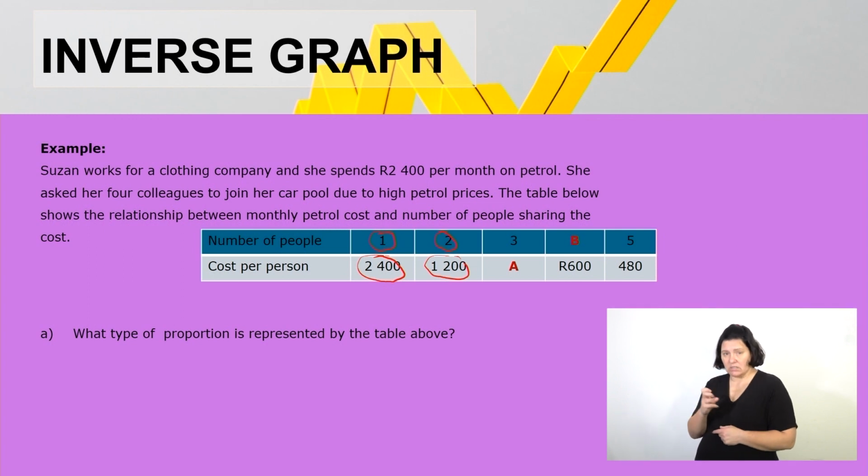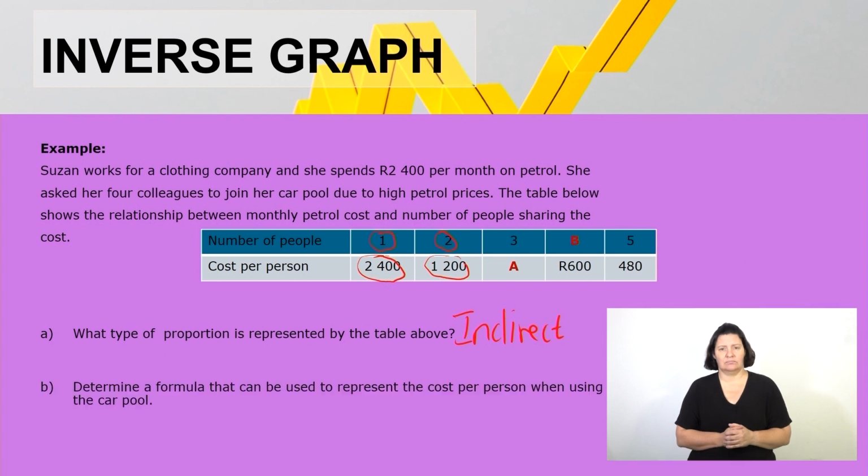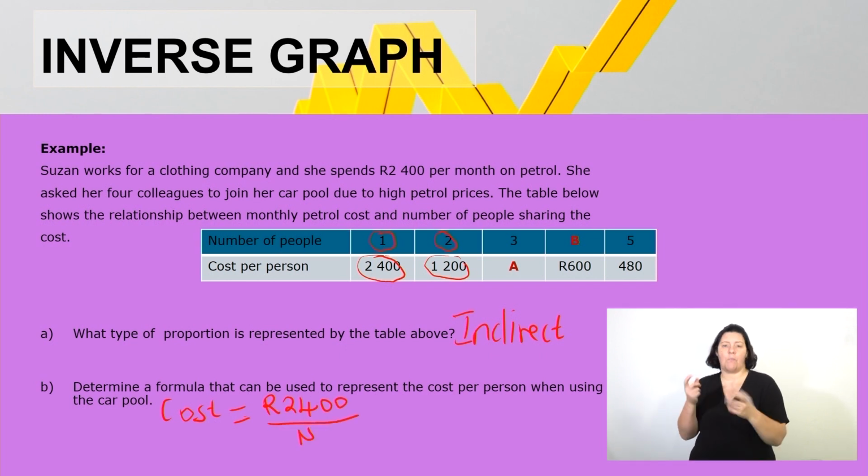What type of proportion is represented by the table above? There is that indirect proportion. Determine a formula that can be used to represent the cost per person when using the carpool. So we can say cost is equal to 2,400 divided by n, where n represents the number of people in the car.